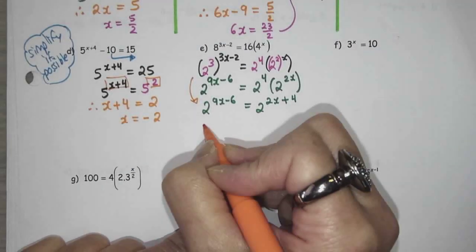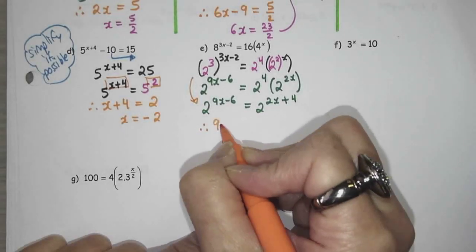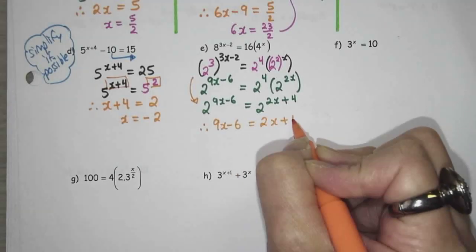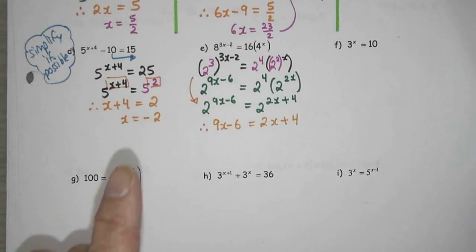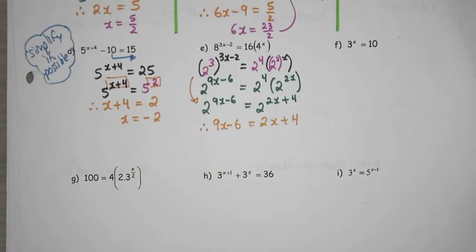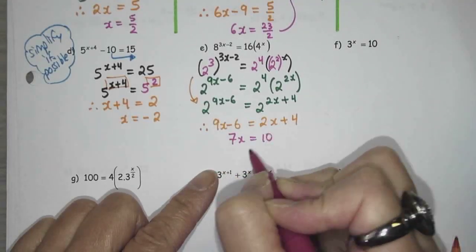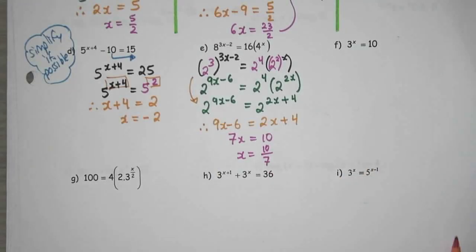Then you set the exponents equal. You don't need the therefore. I'm just emphasizing it for our notes. Then I'm grabbing the exponents and setting them equal. Okay, so when they're both single base, set the exponents equal and solve. So here we're going to bring the 2 over, so it'll be 7x equals 10. So x equals 10 over 7.